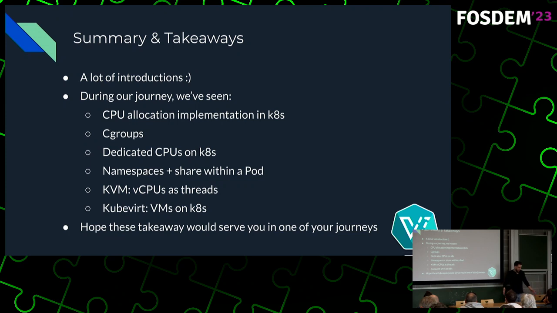Okay, so summary and takeaways. There were a lot of introductions here, and I've scratched the surface of a lot of cool facts and technologies that I've seen along the way. So we've seen CPU allocation implementation in Kubernetes, how Cgroup uses relative shares and not absolute values, and how the CPUs and the resources are being spread along the pods relatively to their requests.